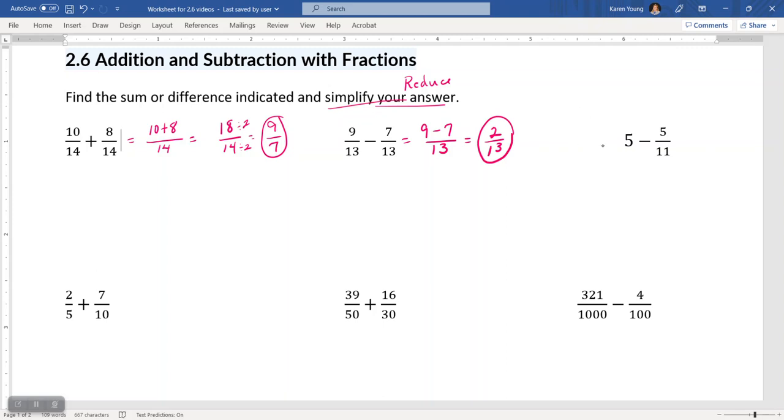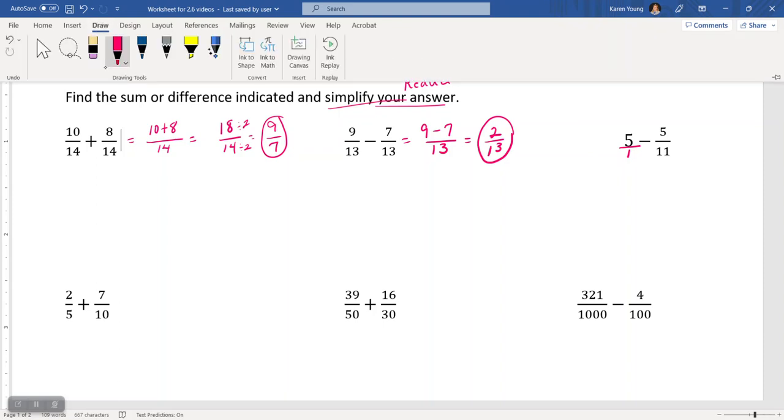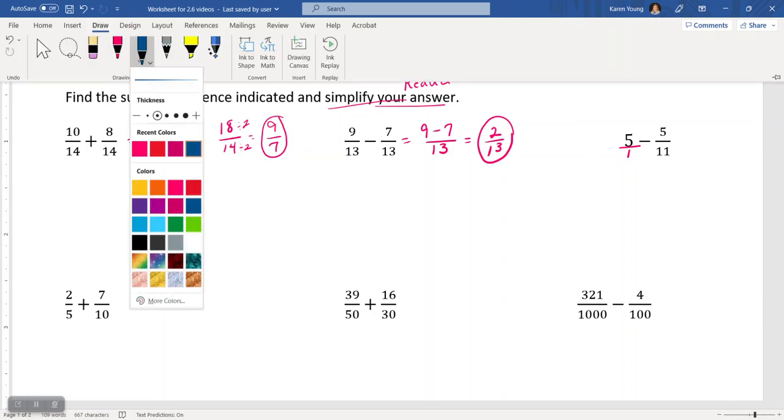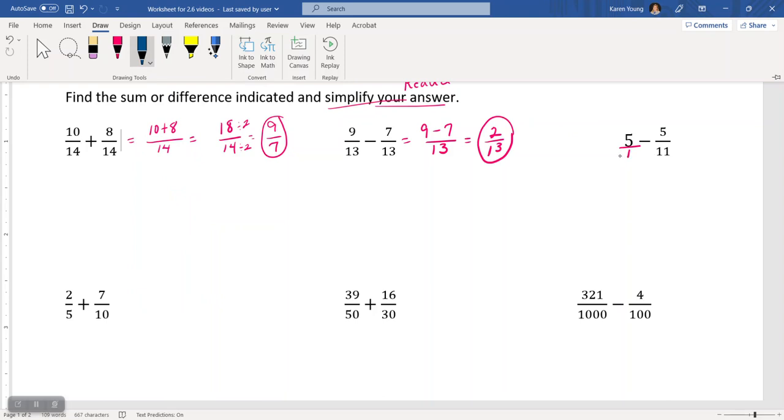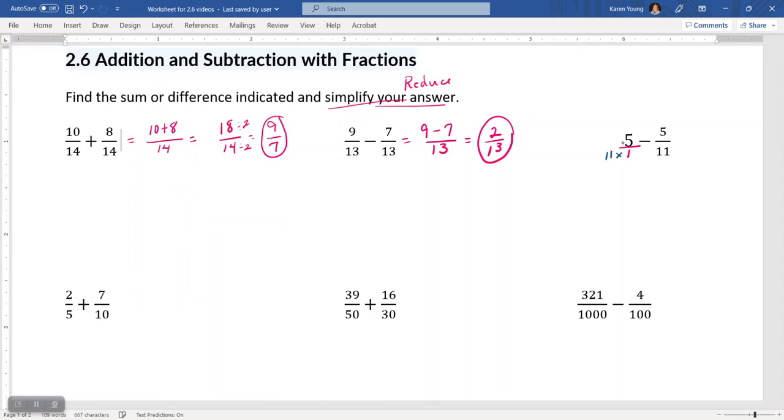Now, what happens when we have a whole number minus a fraction? We always want to make our whole number a fraction, so we're going to put it over 1. And then I have to find a common denominator. In this case, it's real easy because I have a denominator of 1 here, a denominator of 11 there. So I want to get them both to have a denominator of 11. So 1 times what gives me 11? 11. And then whatever I multiply on bottom, I have to multiply on top. That just keeps it the same value, because if you look, 11 over 11 has the value of 1. So it just makes my numbers look different, but it gives them the same value.